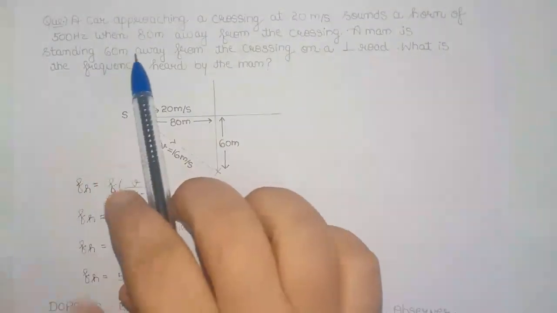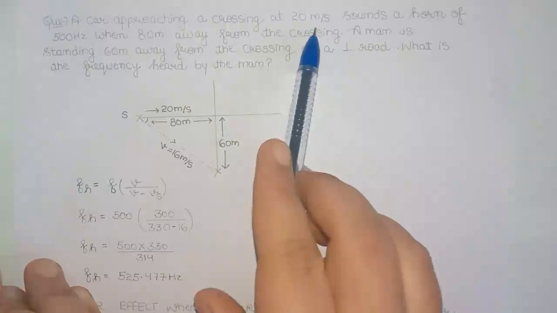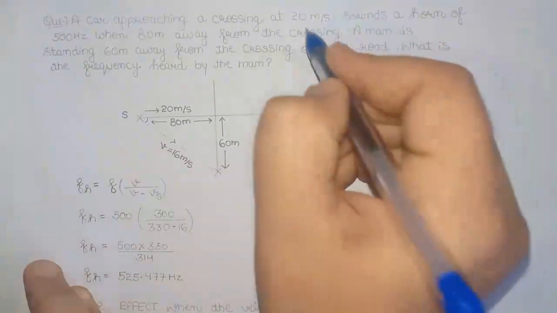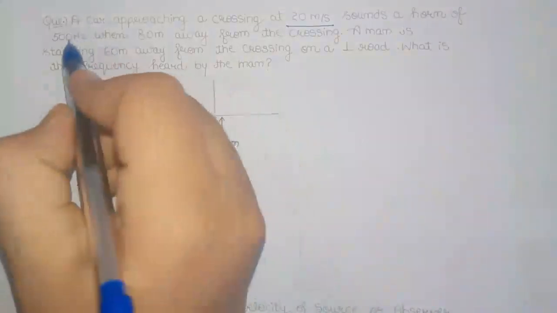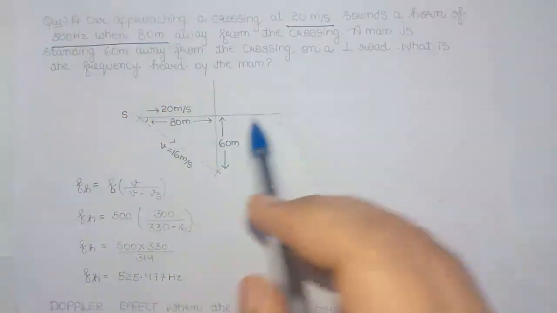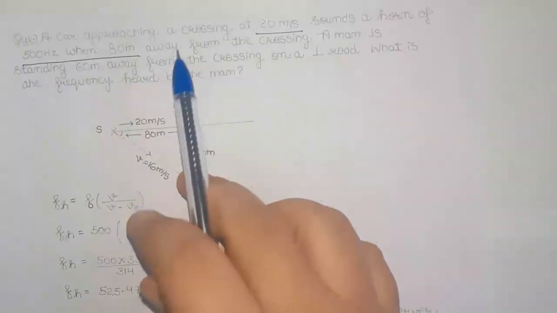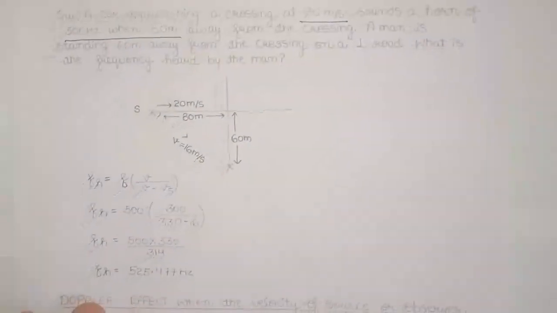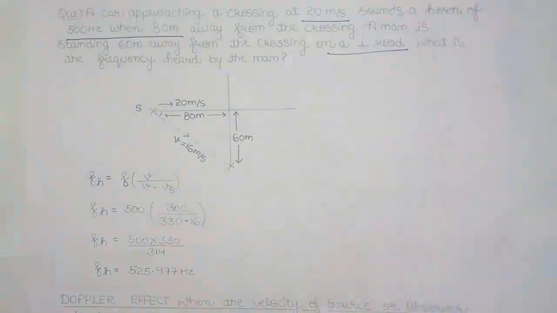In this example, a car approaching a crossing at 20 meters per second sounds a horn of 500 Hz when 80 meters away from the crossing. A man is standing 60 meters away from the crossing on a perpendicular road. What is the frequency heard by the man?